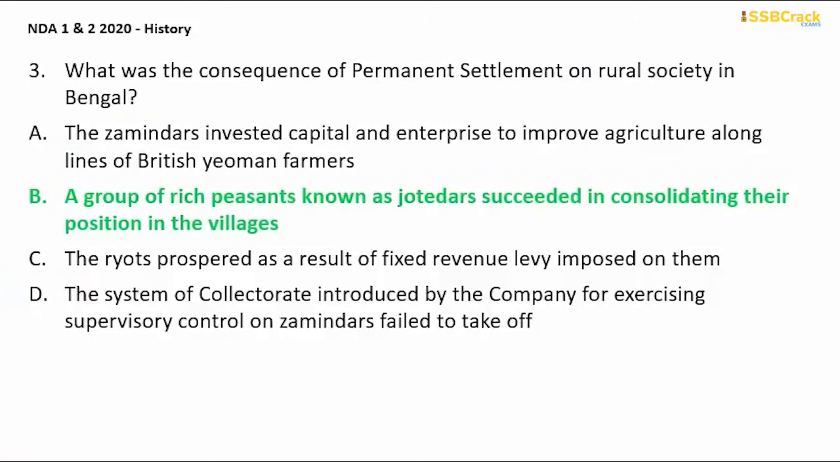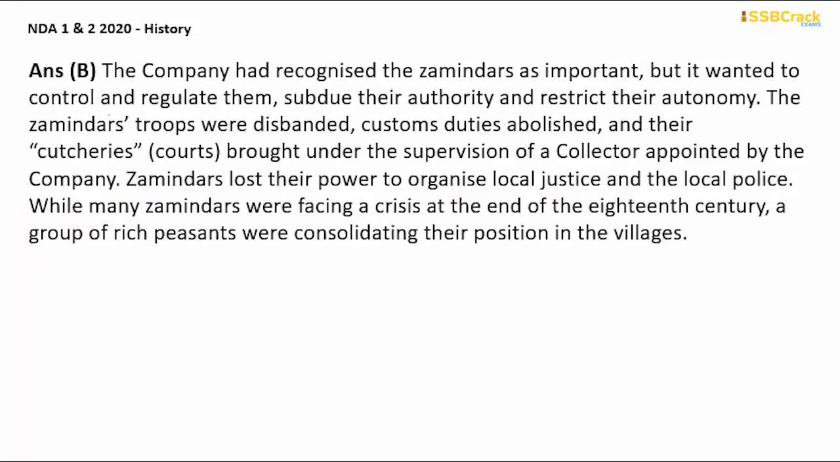So the correct answer will be B, a group of rich peasants known as Jotedars succeeded in consolidating their position in the villages. Okay. See, the Company had recognized zamindars as important, but it wanted to control and regulate them as well. To subdue their authority and restrict their autonomy, the zamindars' troops were disbanded, custom duties were abolished, and their cutcheries, their courts, were brought under the supervision of a collector appointed by the Company.